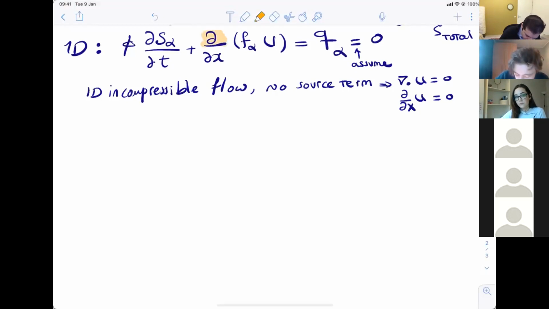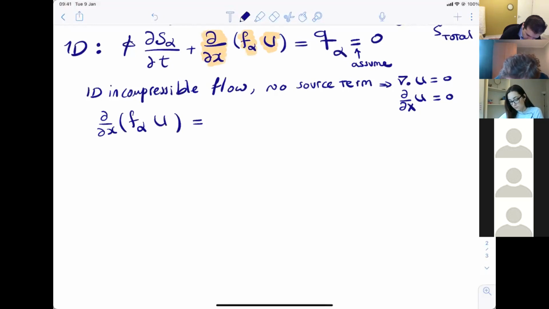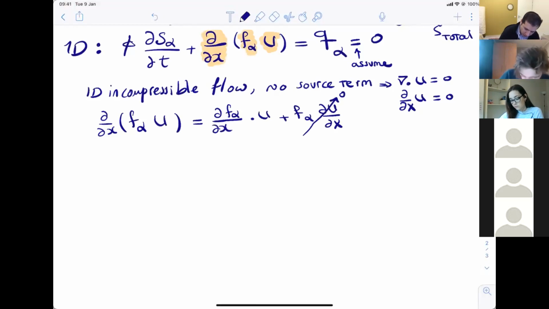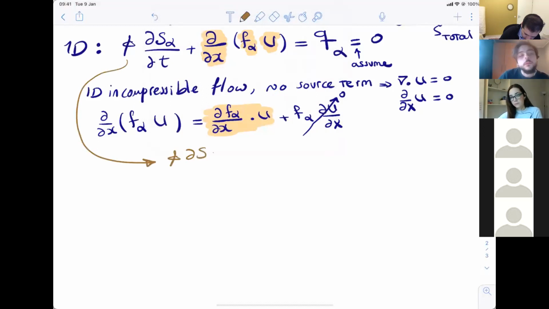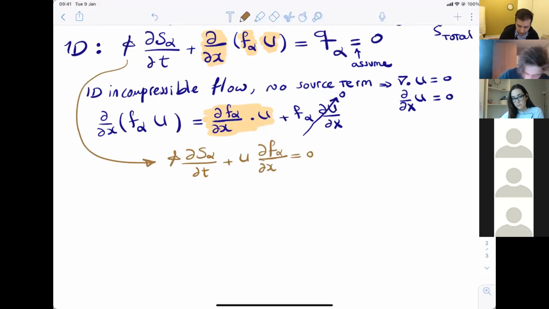I have d dx of f times u. I can write d dx of f alpha u to be u times d dx of f alpha plus f alpha du dx. And I know this term is 0. So I'm going to replace the hashed orange term with this orange term here. And to get that right, instead of this equation, I will reach phi dS alpha dt plus u df dx equals 0. This is only the analysis for 0 source term.